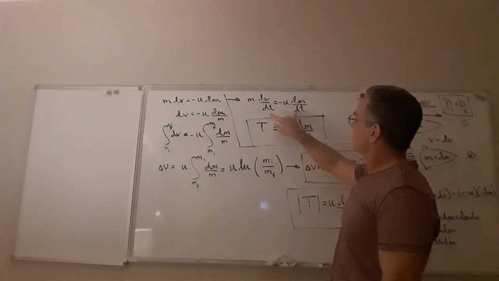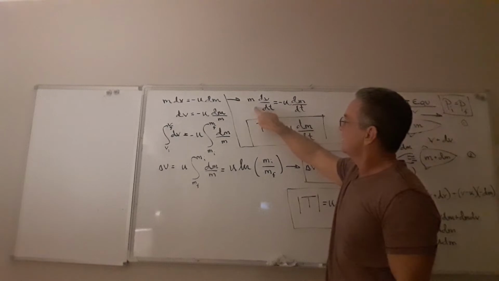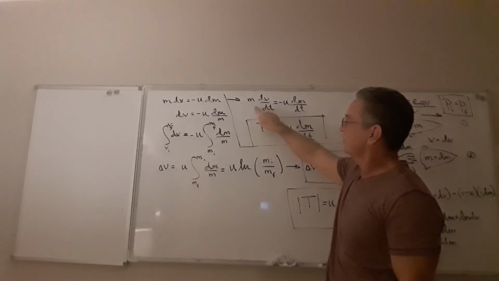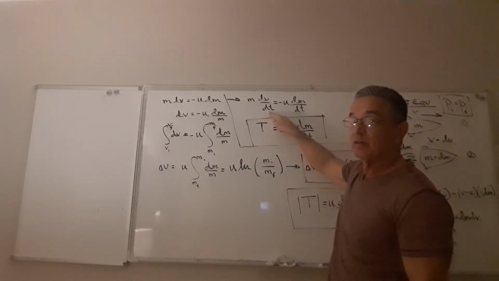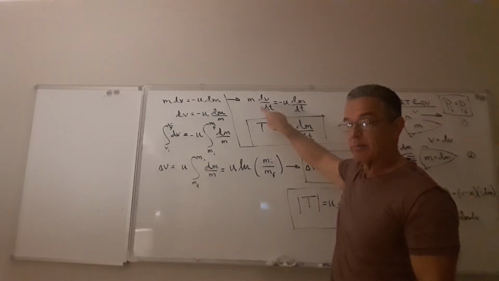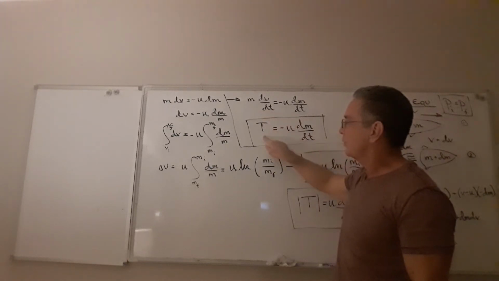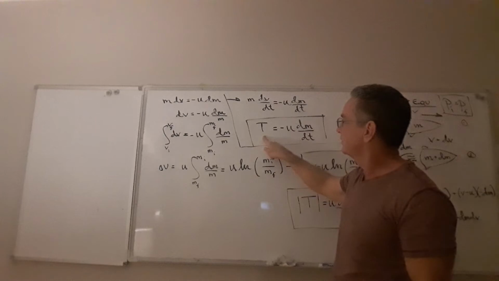Now, if you divide both sides of this by dt, you get m dv/dt, which is just mass times acceleration. So that's the force acting on the rocket, mass times acceleration, and we call that thrust. Capital T represents thrust, okay?